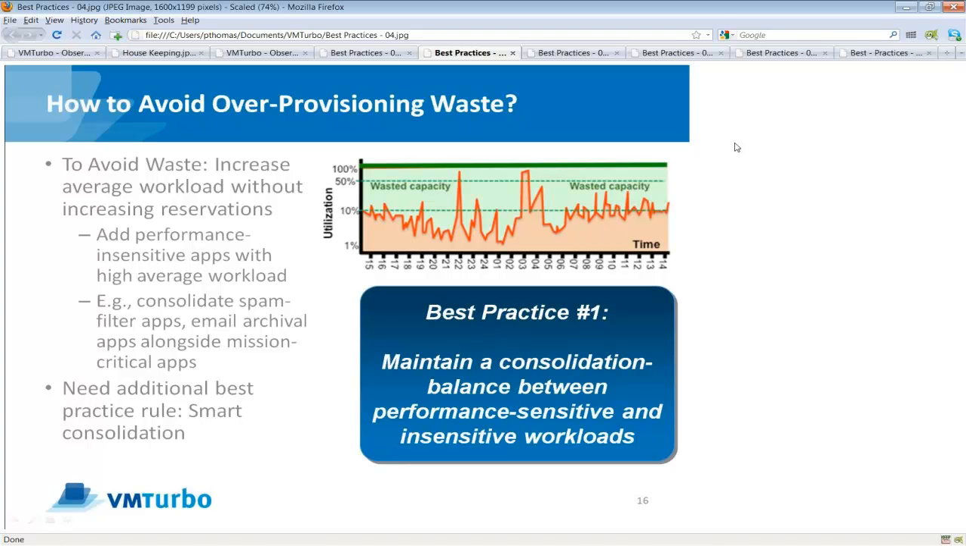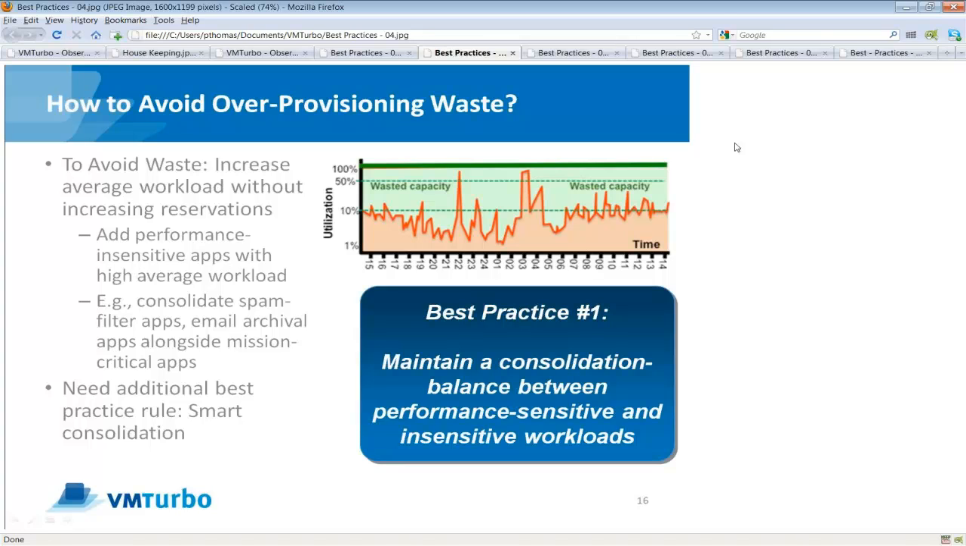Because in times of need, in times of burst, in times of peak, it becomes possible for the mission-critical applications to borrow resources from the non-mission-critical applications, albeit at the expense of their performance, but you do that to ensure the continued functioning and the continued performance of the mission-critical applications.